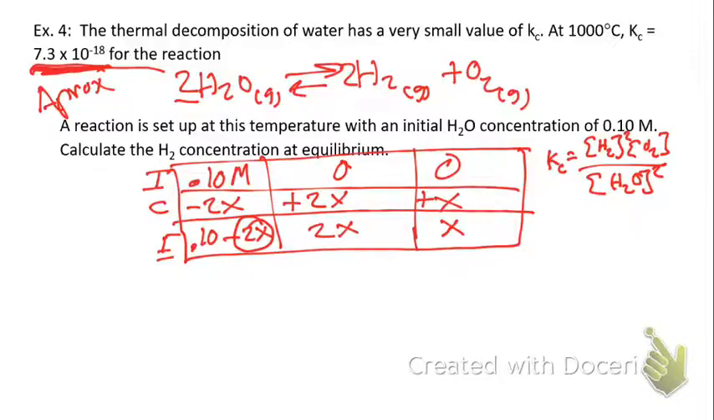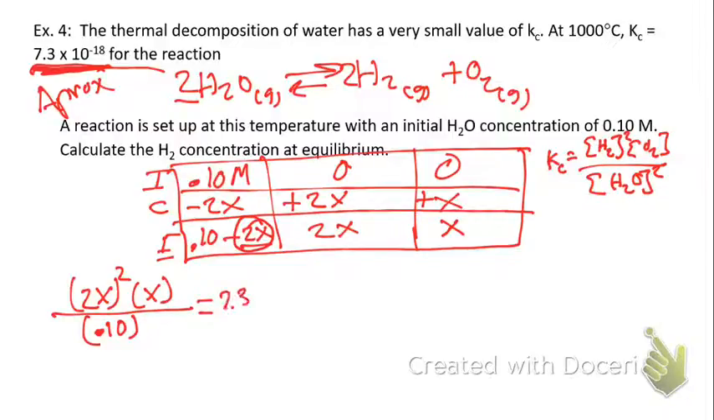So we're going to plug all these values into our equilibrium expression. For hydrogen, it will be (2x) squared. Oxygen would be x. And again, for our water, we're only going to put in 0.10, and get rid of the 2x, approximating that it's so small that it's insignificant in this case. And that's going to equal 7.3 times 10 to the minus 18.